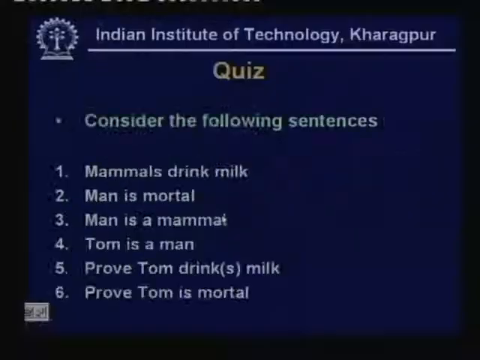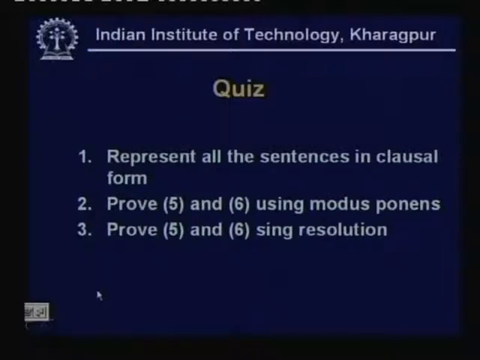Now, prove 5 and 6. So, these are the two. Prove these two statements, 5 and 6, using modus ponens. Sorry, all the typos here. And again, try to prove 5 and 6 using resolution. Okay. Try to prove them using modus ponens and resolution. So, that is the assignment that you should try.